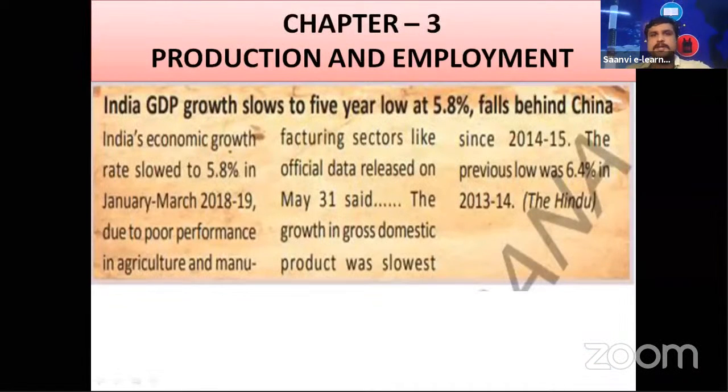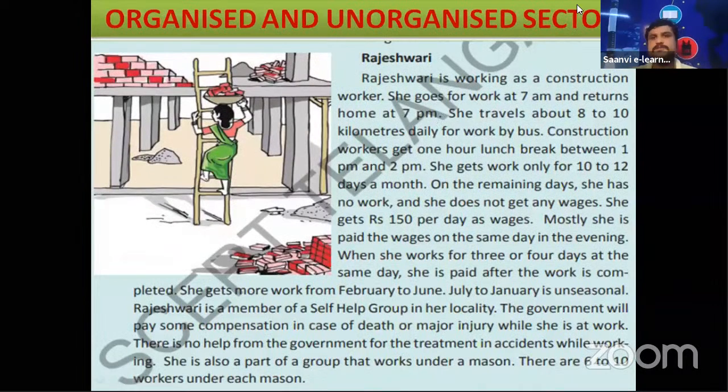Okay, students, chapter 3, production and employment. These two terms we have already discussed in earlier classes, and now see the example which we have in the concept book. It has a close connection to the topics of organized and unorganized sector. The character here, Rajeshwari, is working as a construction worker. She goes for work at 7 a.m. and returns home at 7 p.m. See, it is long work, morning 7 to evening 7, a long period of time, especially in a construction field.